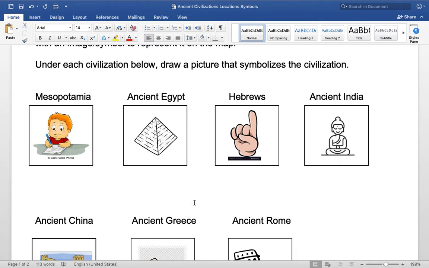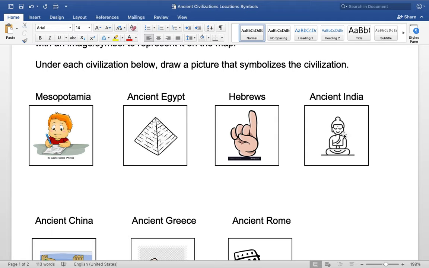For ancient Egypt, a simple picture of a pyramid because that's probably the thing we associate most with when we think about ancient Egypt. For Hebrews, it's a hand with one finger up. The significance of this, what it means, is the Hebrews believed in one God and one God only.